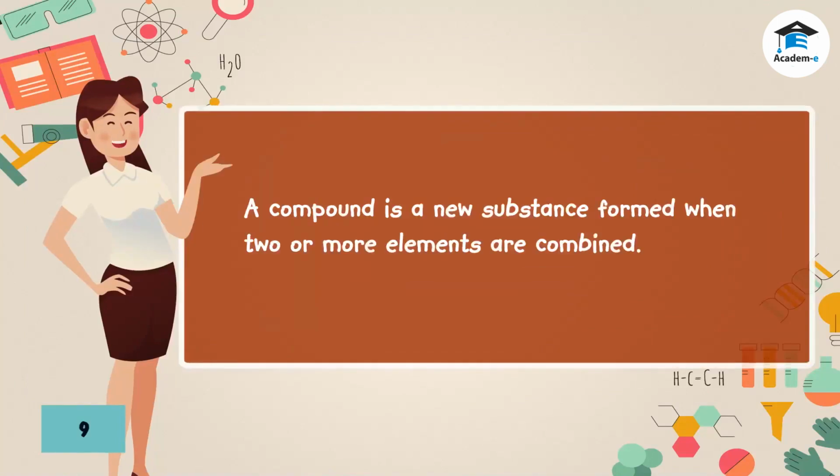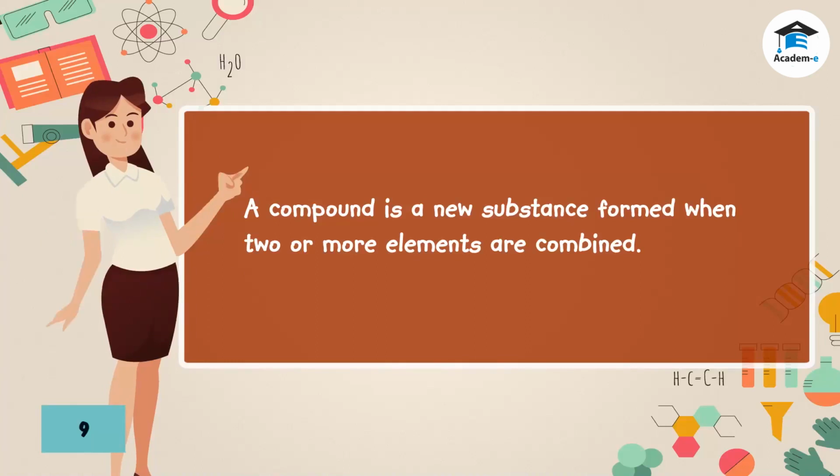Elements are usually mixed with other substances when found in nature. The result of this combination is called a compound. A compound is a new substance formed when two or more elements are combined. The new substance formed has different characteristics and properties from the original elements.